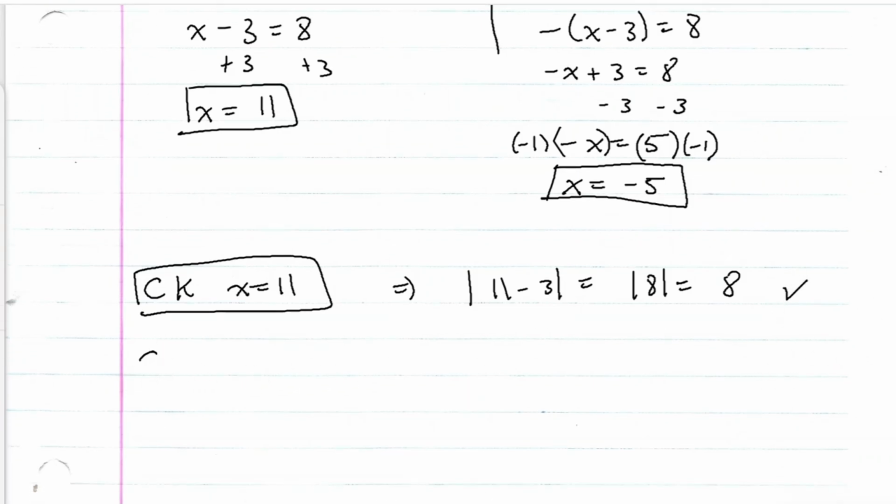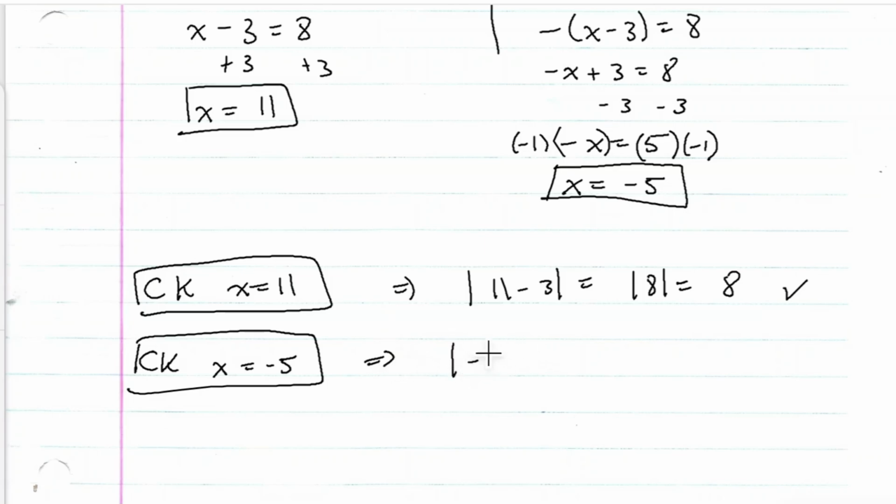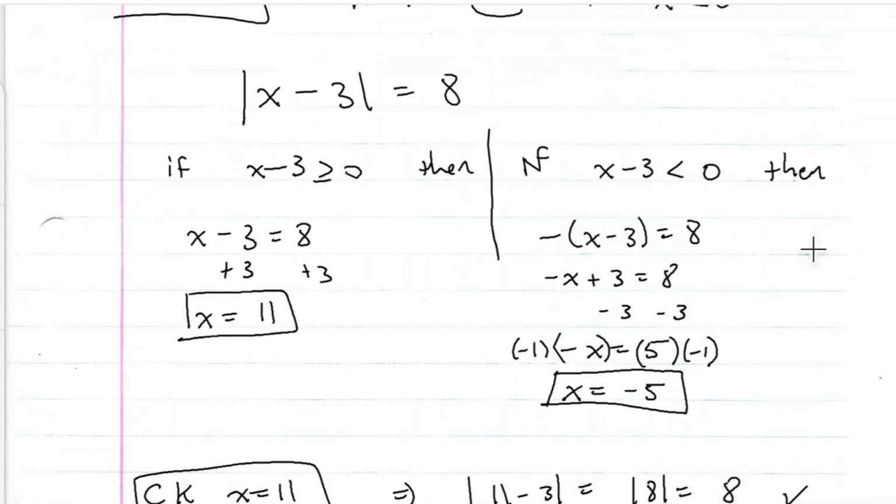And then we check the second solution, x equals negative 5. We see that this is the absolute value of negative 5 minus 3, which is equal to the absolute value of negative 8, which, using the definition of the absolute value, is 8. So both these solutions are correct, and these are the solutions to this equation. The absolute value of x minus 3 is equal to 8 when x is equal to 11 and x is equal to negative 5.